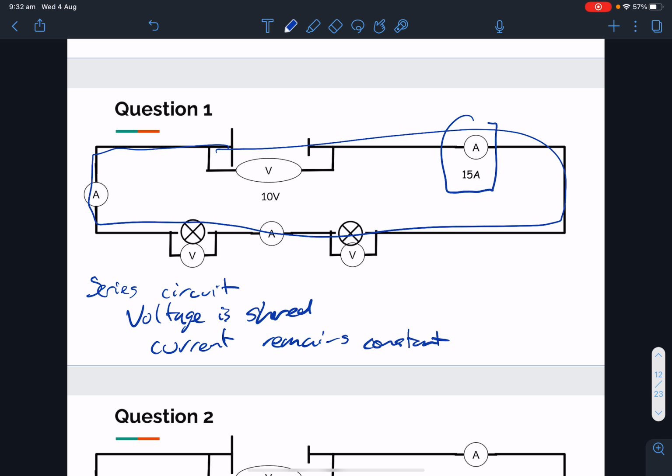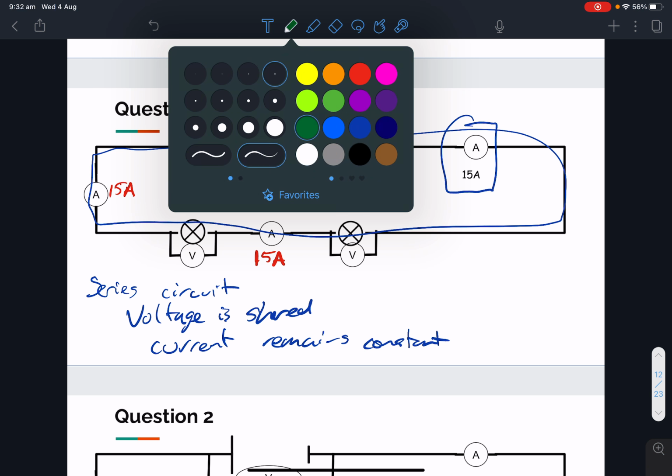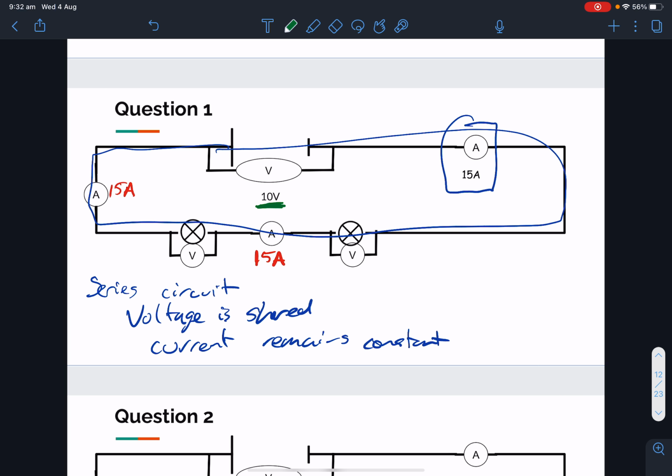Look up here. The current is given as 15 amps. So what I'm going to do is, I'll change colors because why not? Anywhere that there's an ammeter on this circuit, it must be constant. So it must also be 15 amps. Here's one over to the left, 15 amps. So it's 15 amps no matter where. Okay. The battery is giving out 10 volts. 10 volts on the battery.